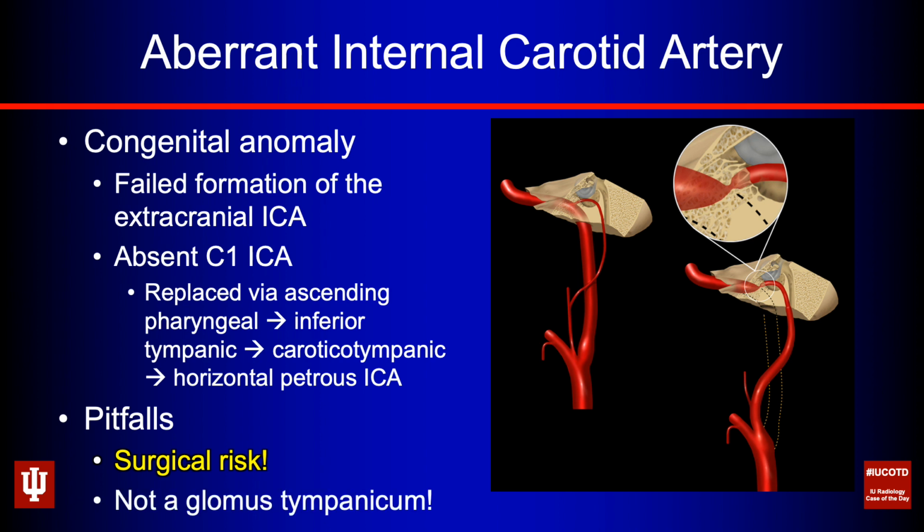The other thing is, on imaging, this is not a glomus tympanicum. If you get the history of a red retrotympanic mass, it is incumbent upon you as the radiologist to decipher whether or not that is a true mass sitting on the cochlear promontory or whether you have an aberrant internal carotid artery.